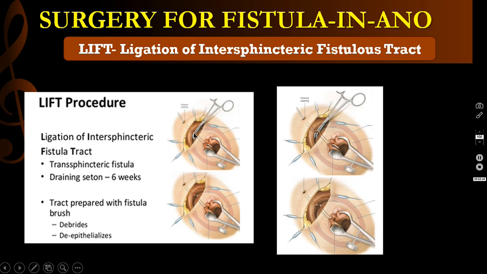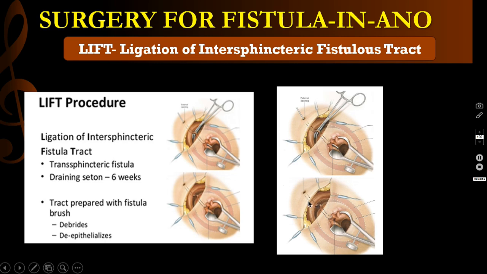Go inside until you see that fistulous tract. Just separate it and then you can put two ties and then divide it. The tract should be prepared with a fistula brush. You can debride and de-epithelialize the tract also. So this is what you are seeing here. This is a closer picture. The same thing. So you have to identify the fistulous tract.